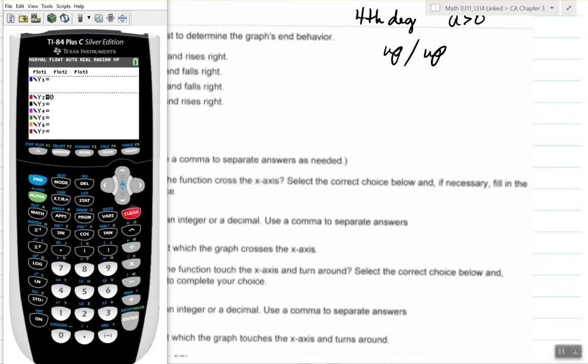Clear that out, and I have x raised to the 4th power. Use your right arrow to get out of that. Minus, for some reason they went ahead and gave us a 1. We didn't need that 1. X squared. All right, let's take a look at this graph.